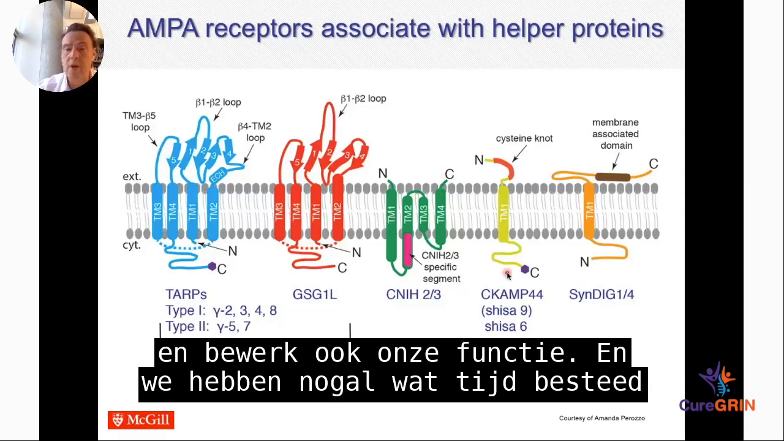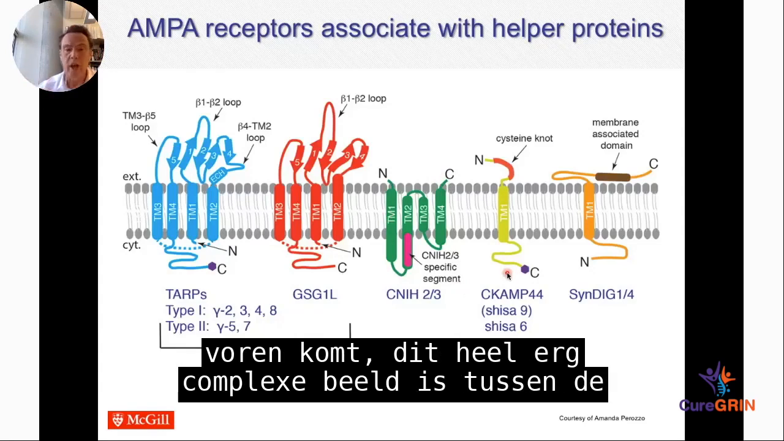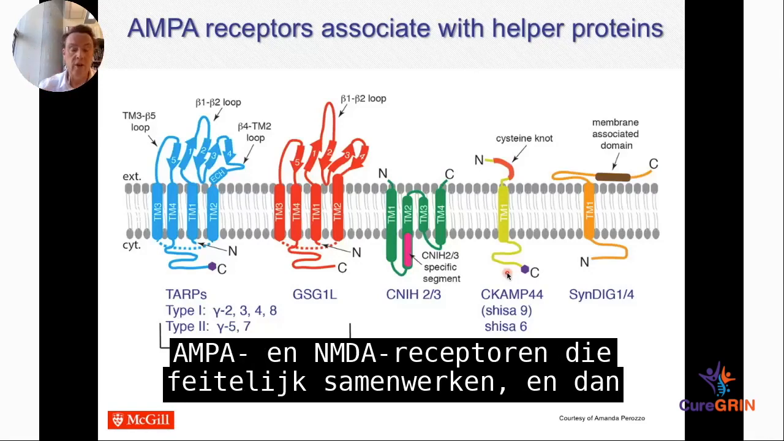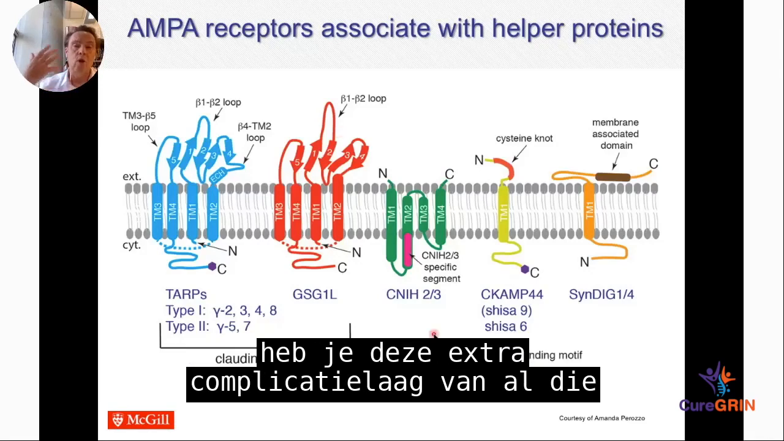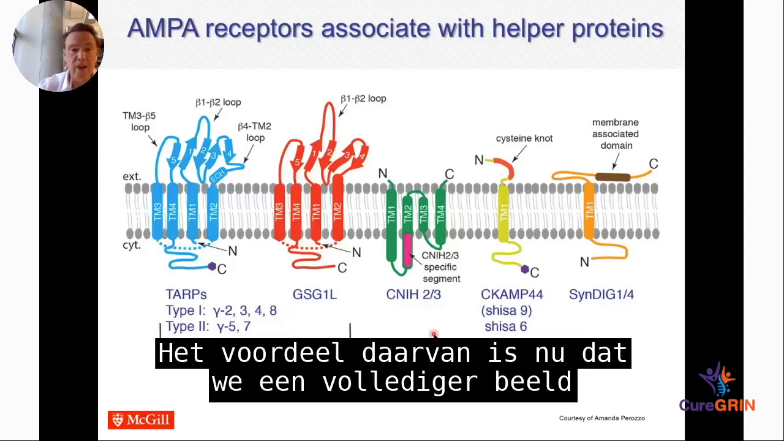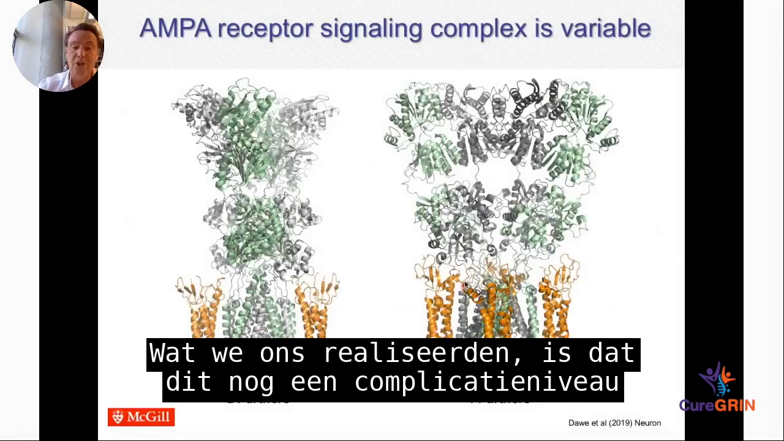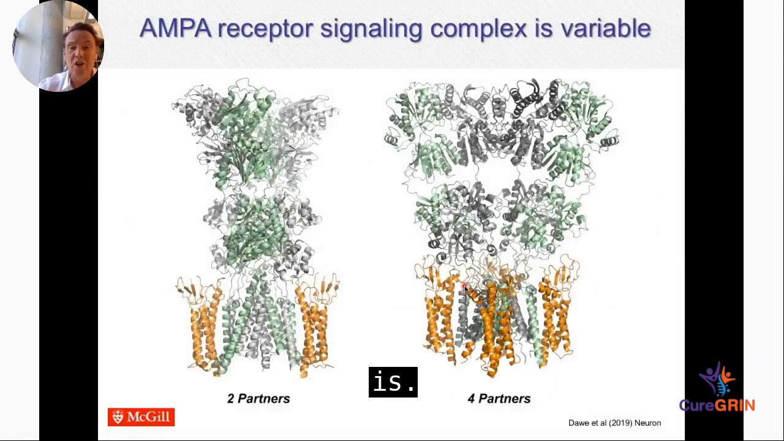And we spend quite a bit of time trying to understand that. And so you can see that what's emerging is this very, very complex picture between the AMPA and NMDA receptors actually working together. And then you've got this extra layer of complication of all these other proteins which are there. The advantage of that now is, now that we're starting to have a fuller picture, what we're realizing is there's another level of complication on top of this.